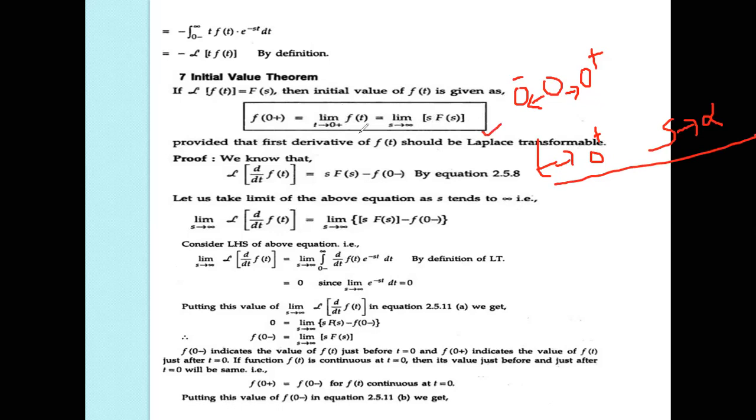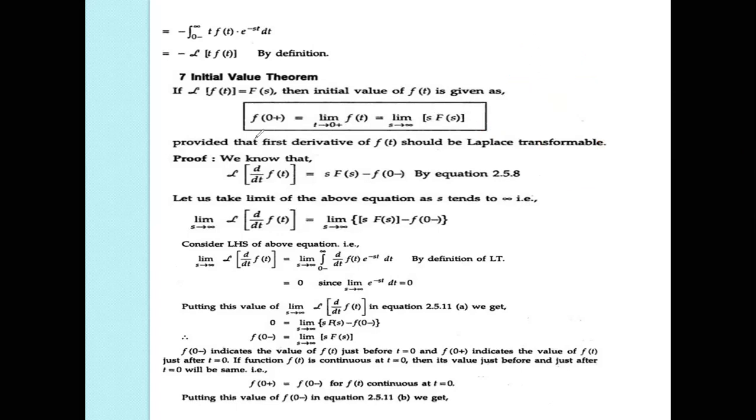I have to prove that the limit as t tends to 0 plus of f of t is equal to the limit as s tends to infinity of s into F of s. Provided that the first derivative of f of t has a Laplace transform, we know that the Laplace transformation of d by dt of f of t is equal to s into F of s minus f of 0 minus, by the definition of the unilateral Laplace transformation, or one of its properties, differentiation in the time domain, my dear students.